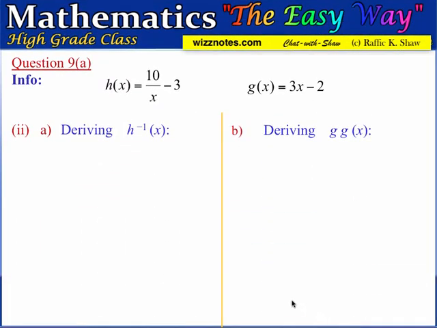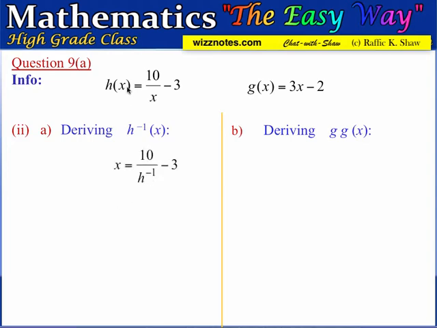In part 2 now, we're asked to firstly derive h to the minus 1 of x, and then in part b, we want g of x. Now, h to the minus 1 of x is the inverse of h of x. The relationship between h of x and h to the minus 1 of x is that the domain of h of x is equal to the range of h to the minus 1 of x, and the range of h of x is equal to the domain of h to the minus 1 of x. That is, there's an interchange of the domain and the range. And so, to calculate the function h to the minus 1 of x, it's a simple case of interchanging the representation of the domain with the representation of the range.